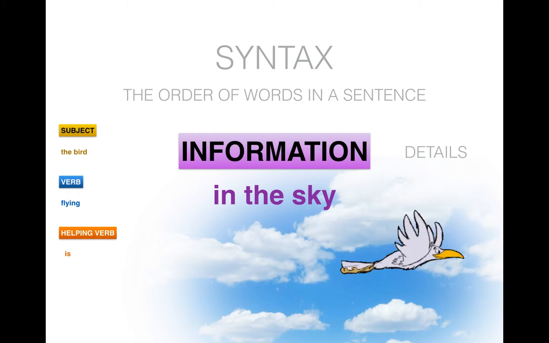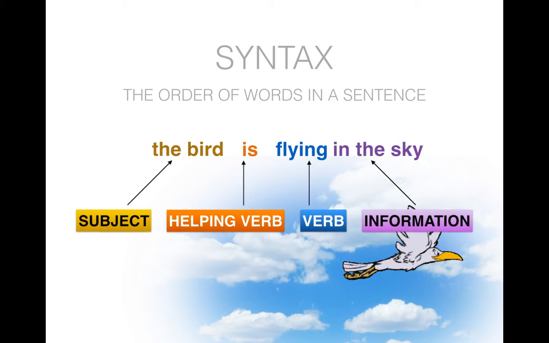The other part of the sentence we will call the information. The information gives additional details about the subject and the verb. This can be a big or a small part of the sentence. Altogether, the parts make a complete idea. The bird is flying in the sky.